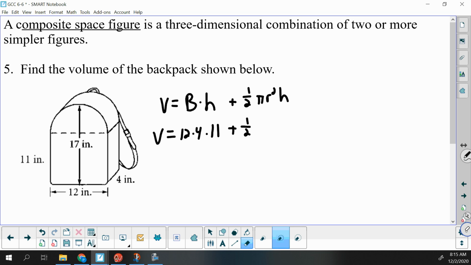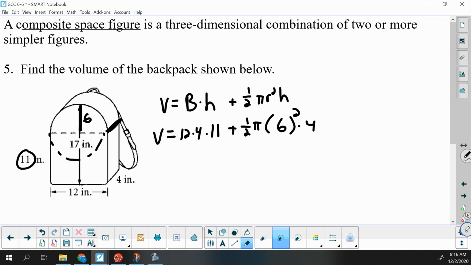Plus a half pi. We've got to do our radius squared. Well, imagine this was a full circle here. The radius would just be this length. Well, if the whole thing there is 17 and we knew this was 11, that leaves us 6 for that radius. And then the height in the cylinder is the distance between your circles. So the height is just this length here, which they told us was 4.